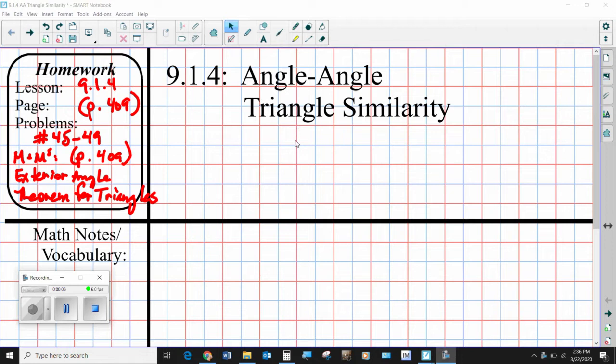Alrighty, today we're going to be learning about angle-angle triangle similarity. Basically, when you're looking at shapes and trying to solve problems that involve angles, sometimes recognizing that two triangles might be similar to each other can be very helpful for deciding how you're going to go about solving the problem. So let's get right into it.